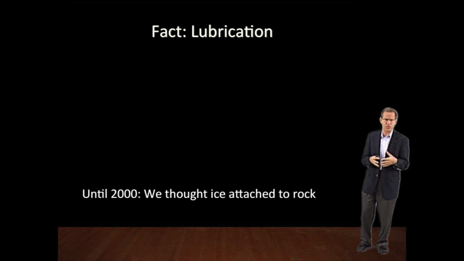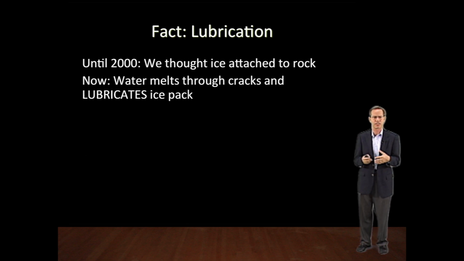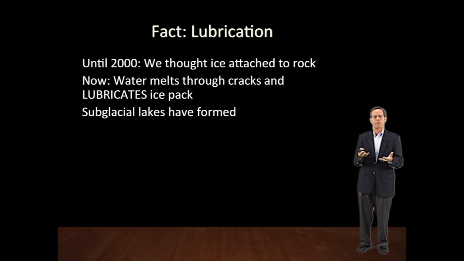Lubrication. If you don't know about this, we really didn't know about lubrication until about 2000. We thought the ice was really attached to the rock. But what's really happening in Greenland and other places is water is melting through the cracks. It's melting on the top of the ice. It's melting down through those cracks. It's lubricating the ice pack underneath, and now you've got subglacial lakes forming.